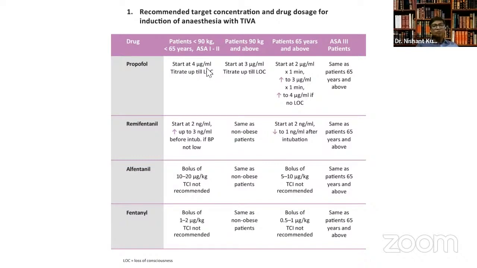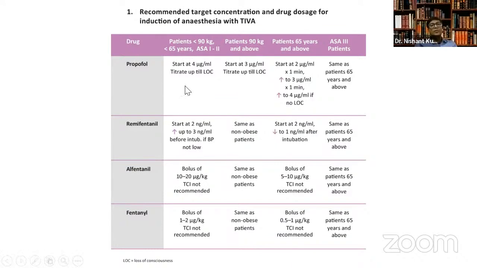So you start at four. Four becomes a little too much for Indian population. I would rather start at 3, 3.5. A better option is you start at two, gradually increase it. Remember, it's a slow process. It's much like ether. You keep on increasing slowly and see the effect and then move forward rather than giving a bolus and causing a hemodynamic collapse.